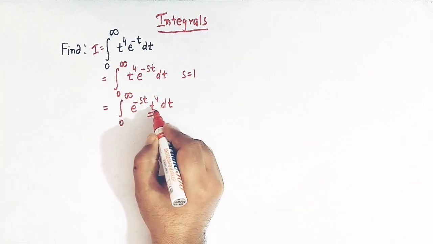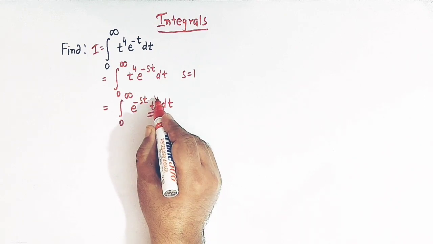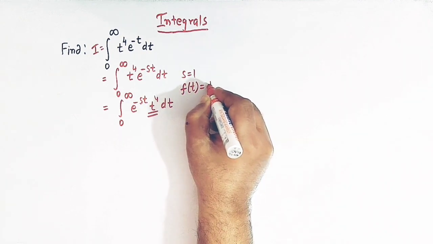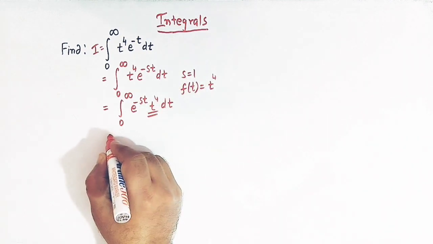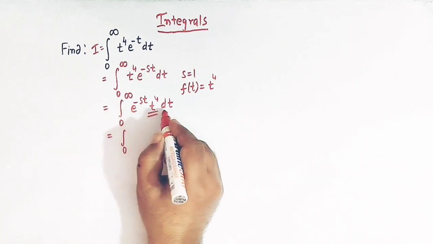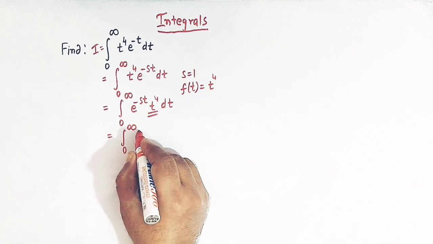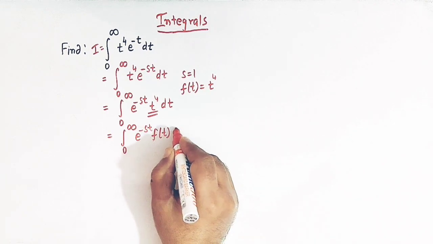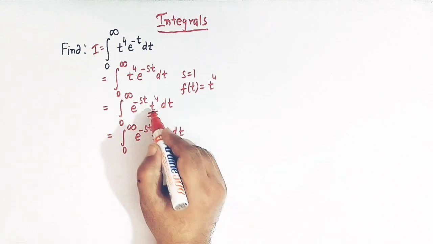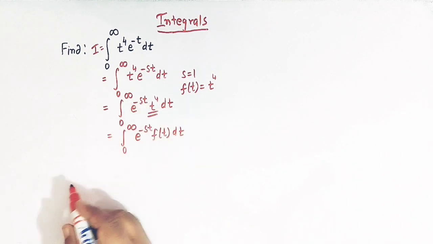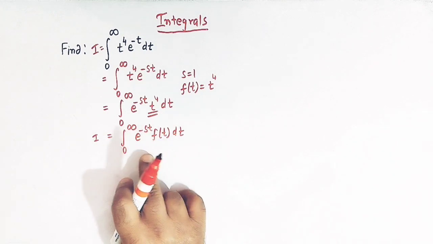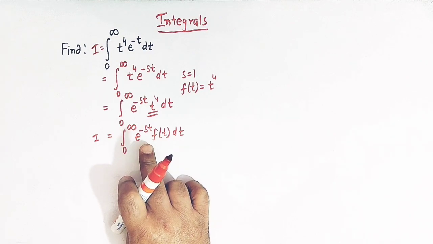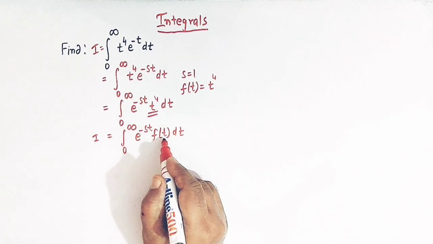Now here we have this function t raised to 4. Let us take this function as f of t, so f of t is t raised to 4. Now we can write this integral as 0 to infinity e raised to minus st f of t dt. So we have written f of t for t raised to 4. And now we can see that this is the definition of the Laplace transform of f of t.